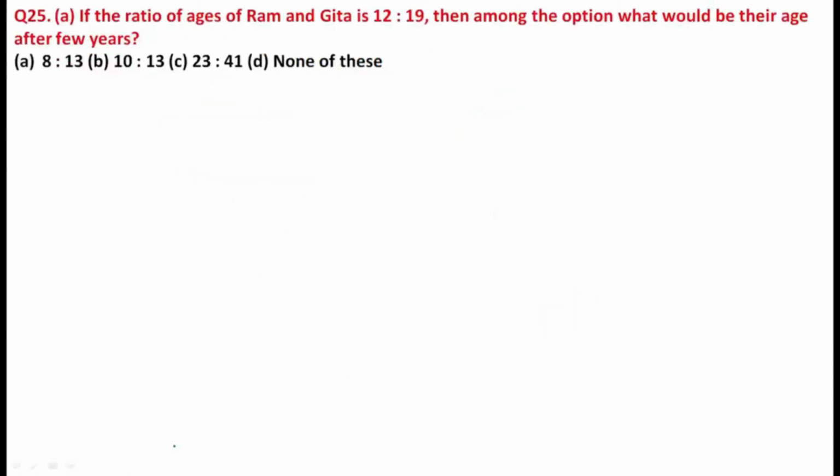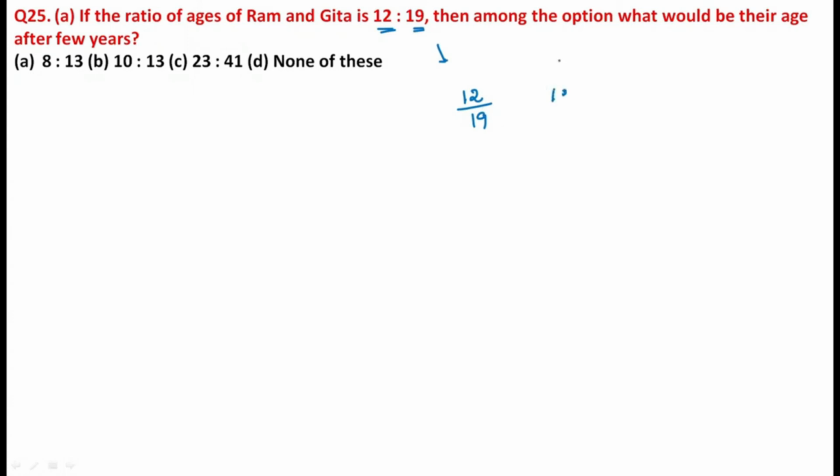Next. The next one: if the ratio of ages of Ram and Geeta is 12 to 19, then among the options, what would be their ages after a few years? Guys, we have multiple options, and we just need to identify. First observe the present ratio. What is the present ratio here? 12 by 19. So what is the fraction value of 12 by 19? You need to identify that.